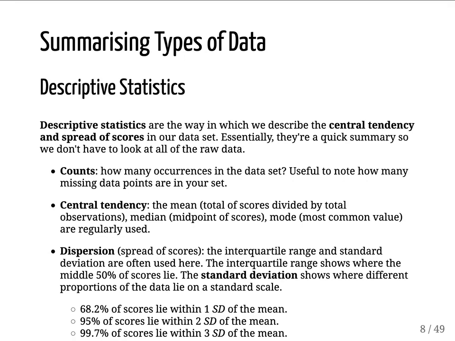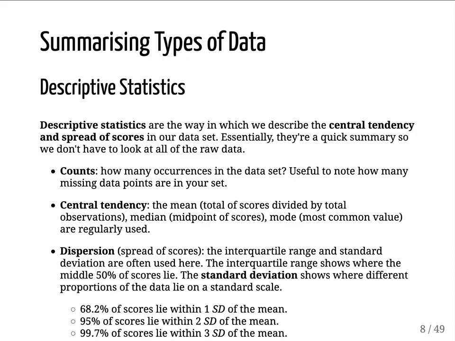Now we have descriptive statistics, as I mentioned earlier, which is going to be there for us to just describe the pattern of effects in the sample that I have. So what we typically do here is we use a measure of central tendency and a measure of the spread of scores in our data set. So this is just a quick summary, so we don't need to look at all of our raw data.